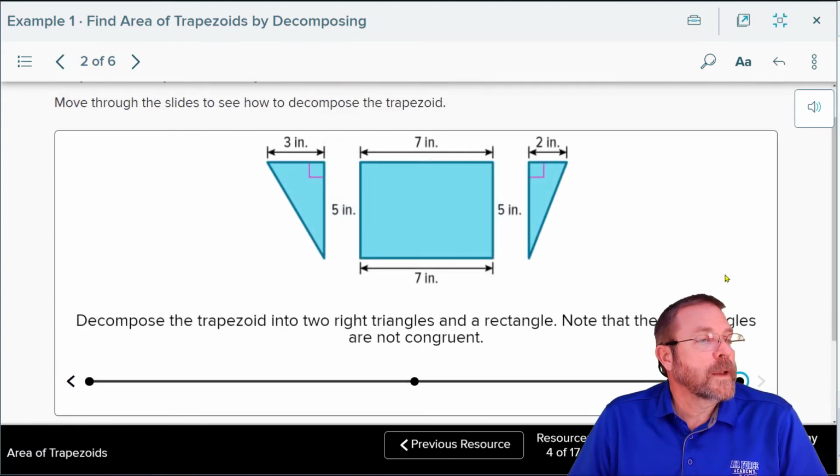From there, you're going to have to break those into 3 separate pieces, find the area of each individual piece, and then work towards finding the final area of the entire figure.